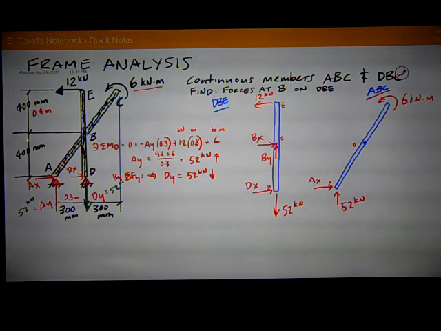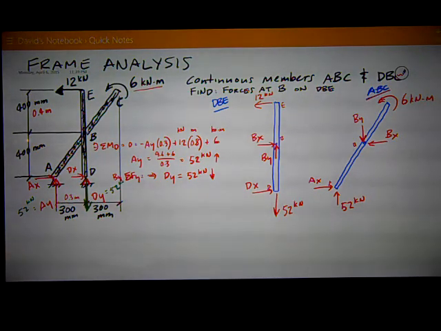At B, on ABC, I need to assume the opposite direction of what I assumed on DBE. So I assume BY down on this one and to the left on this one for BX. Now look for an easy solution.